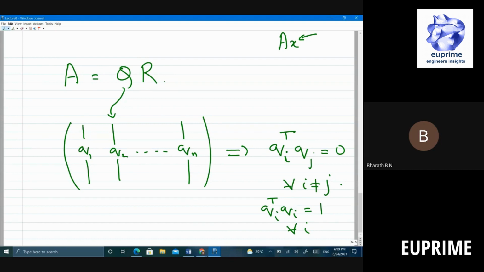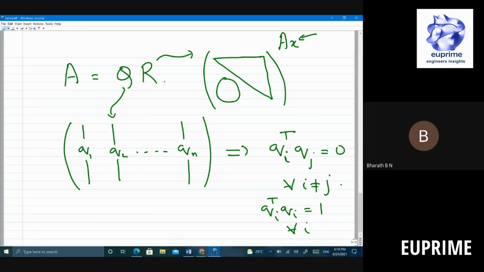So I can write A as Q times R. What is R? R is a matrix like this. It's an upper triangular matrix. It looks like this, and a 0 here. Okay, fine. Is that okay?